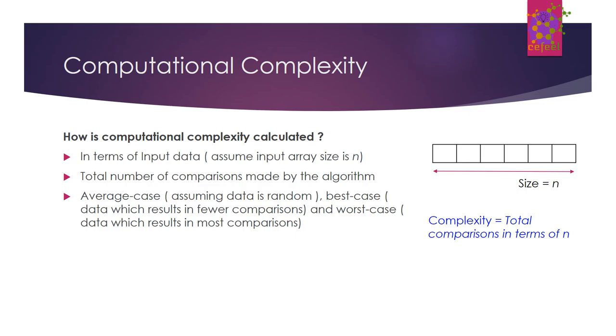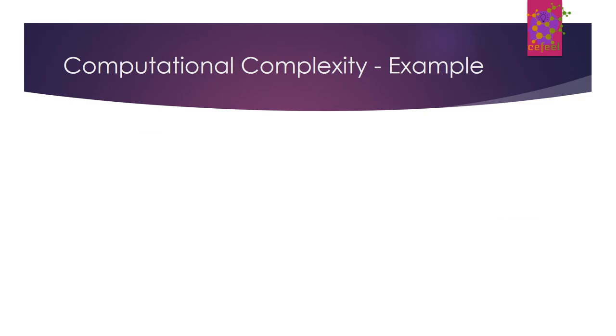But remember, since these algorithms have different strategies, sorted data necessarily doesn't mean fewer comparisons, and unsorted data necessarily doesn't mean worst case comparisons. It really depends on the algorithm we are using and the strategy behind it. Sometimes we also define the number of swaps that are done in an algorithm, and sometimes these algorithms are compared based on the number of swaps. But in this video, we will only consider the input data and the total number of comparisons.